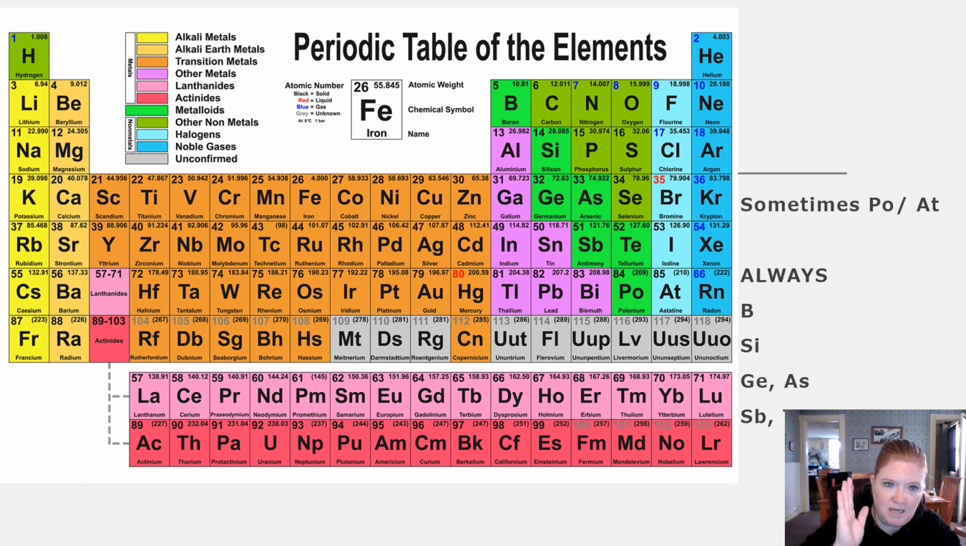Here you could see this just classifies the metals and nonmetals as other specific things, but you can see this right here. This bright green is representing metalloids, which looks different again. So sometimes these two are included, polonium and astatine, as metalloids. This group right here is always included. So let's look at another representation.